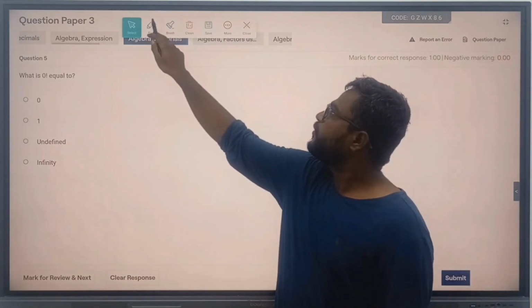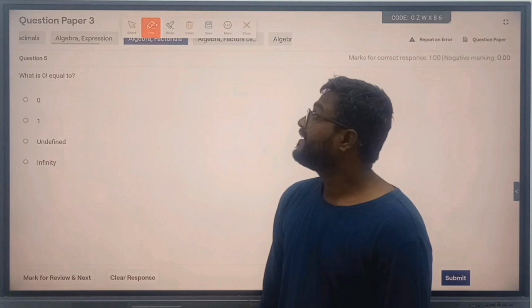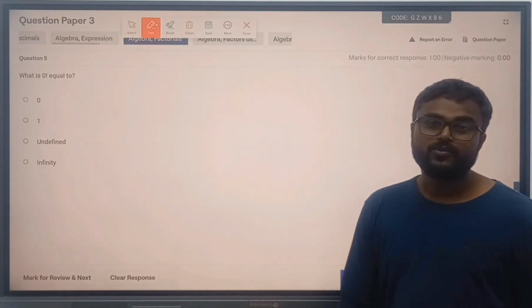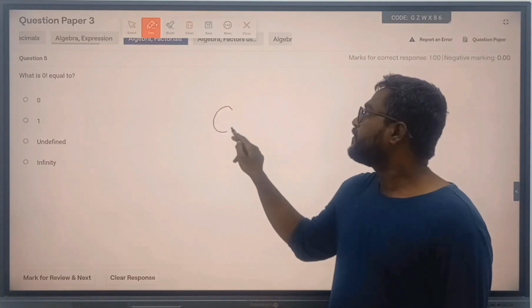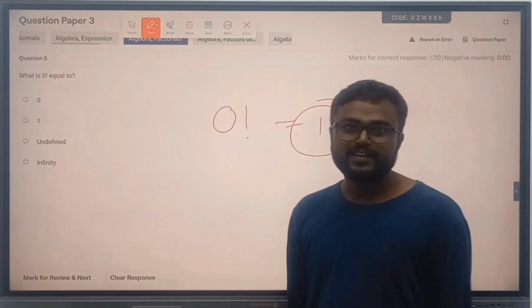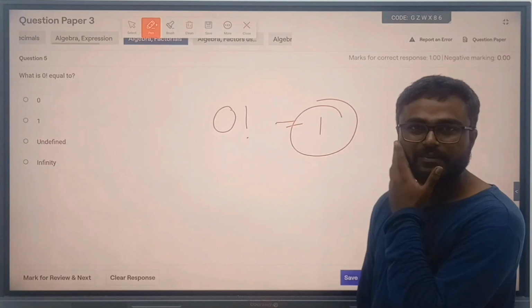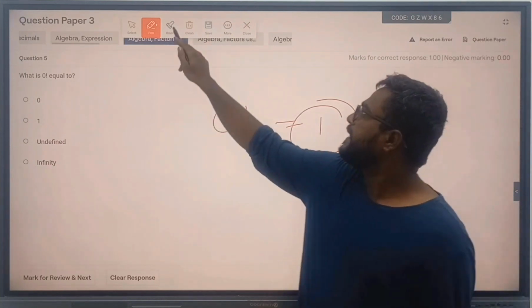So, this question is very easy. The question says, what is 0 factorial equal to? Now, remember guys, the factorial of 0 is always equal to 1. Remember this? There is no formula for that. Okay, factorial for 0 is nothing but equal to 1. Moving on to the next question.